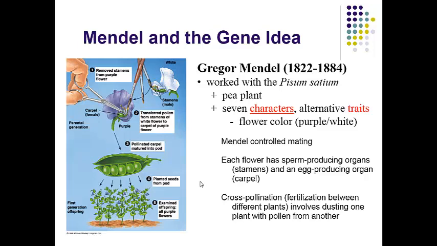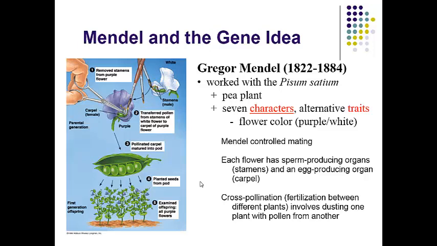Before the time of Gregor Mendel, people believed in blending inheritance. They believed that when two individuals mated, all of their genes blended together. So offspring were a mixture, a blend of the two parents. Gregor Mendel proved that this was not true.